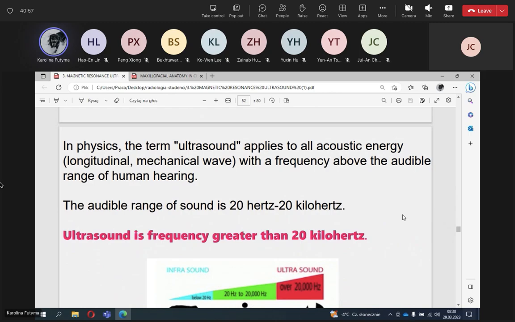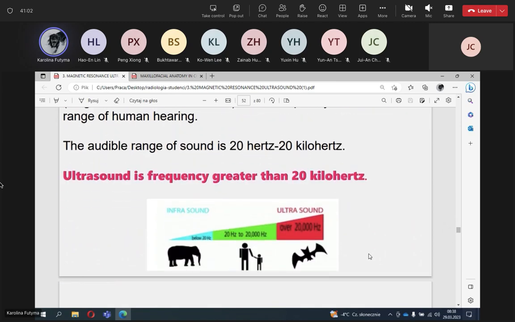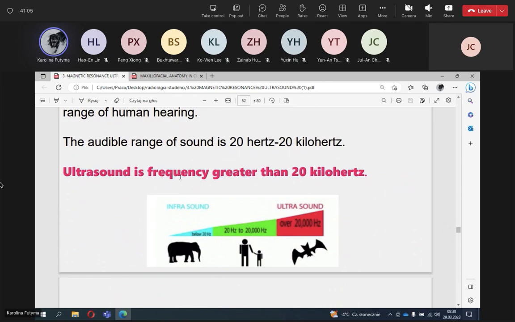The audible range of sounds is 20 hertz up to 20 kilohertz. And of course, the ultrasound is frequency greater than 20 kilohertz. So here we have the graph showing our infrasound. This is our range of hearing, so human hearing, and the ultrasound, only some dolphins can hear the ultrasound waves.